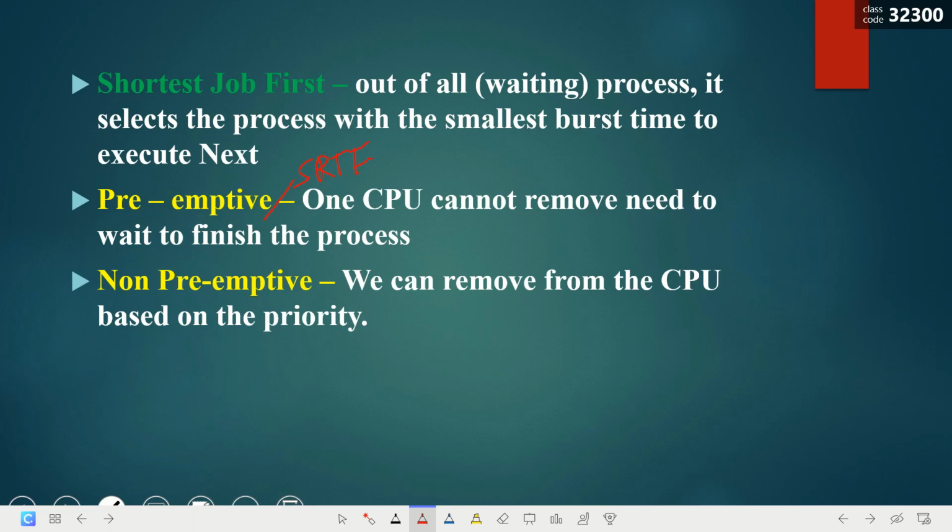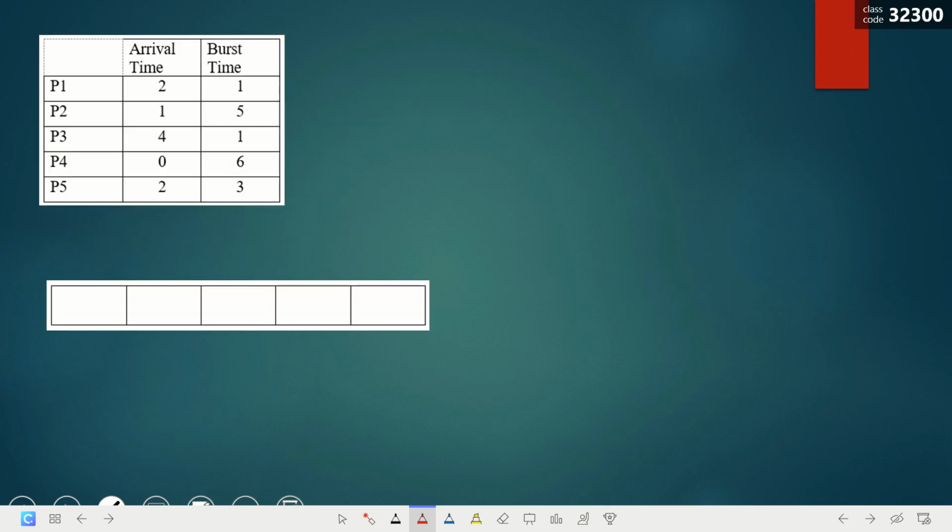So how do we calculate the shortest job first? Based on the given table here, we have the arrival time for P1 to P5 and the burst time from P1 to P5. First, we need to create a Gantt chart.